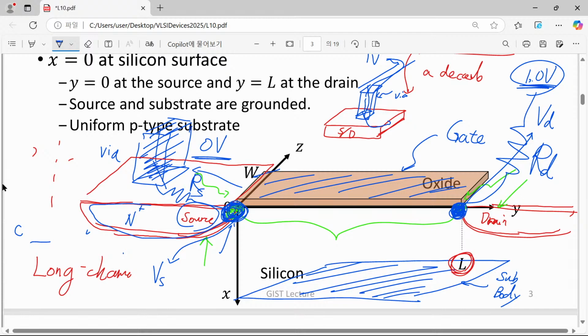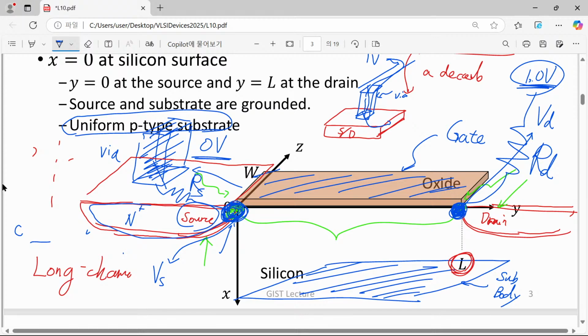Well, the next one: yes, a uniform p-type substrate is assumed. So maybe you can say that the p-type substrate is not exactly uniform. In many cases, we intentionally introduce a certain non-uniform doping profile into it, usually to control the subthreshold voltage. But for a while, just assume there is a uniform p-type substrate.